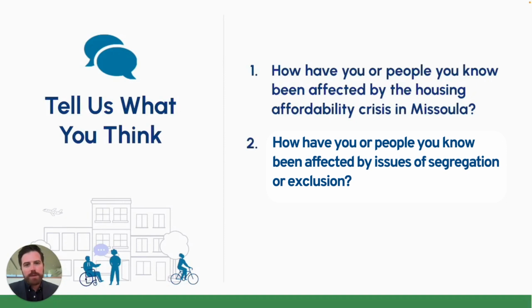That concludes this segment of the video on housing affordability, segregation, and exclusion. And now we want to hear from you about these issues. So consider these two questions. One, how have you or people you know been affected by the housing affordability crisis in Missoula? And two, how have you or people you know been affected by issues of segregation and exclusion? So please submit your comments in the box below this video.